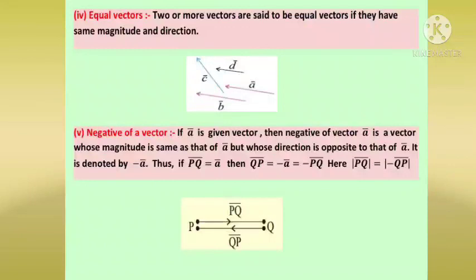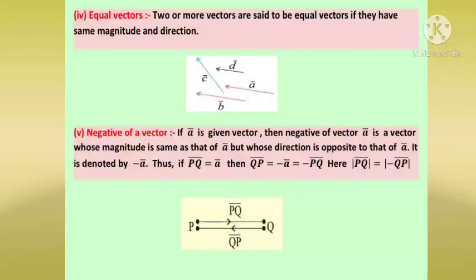Now let us move towards the fifth type. You can say it is negative of a vector. So what is negative of a vector? Now if you have a vector a bar, then the negative of a vector is a vector whose magnitude is same but the direction is opposite. Then two vectors with same magnitude and opposite direction will be called negative of each other, and it is denoted by minus a bar.